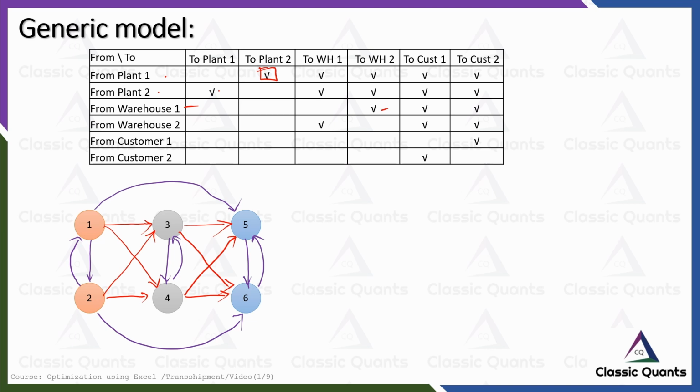Of course, these are the plants, this is the warehouse, and these are the customers. And the nodes are numbered 1, 2, 3, 4, 5, 6. This is also 1, 2, 3, 4, 5, 6. These are the node numbers.